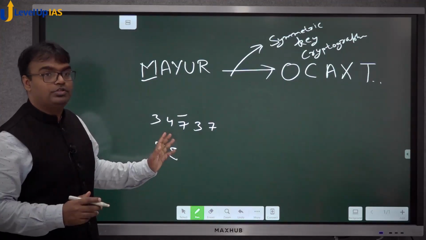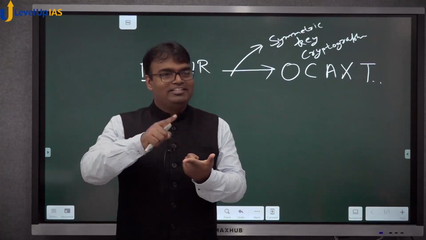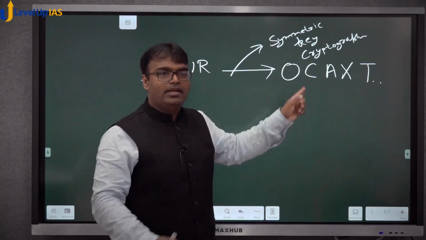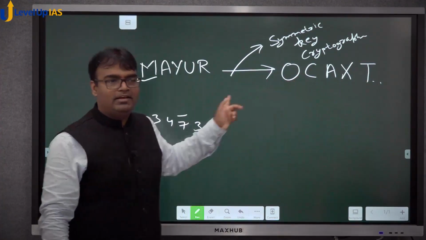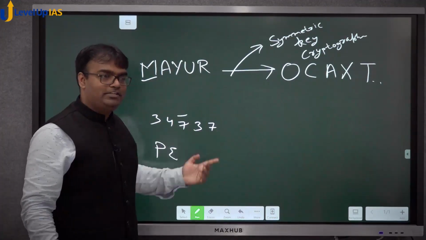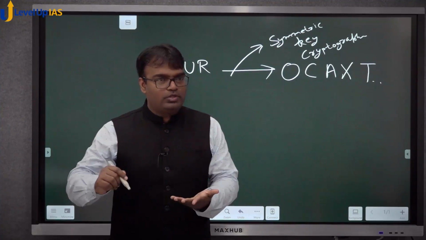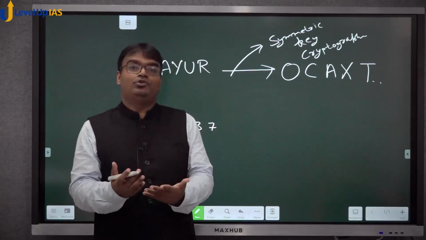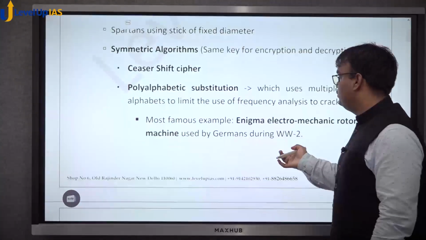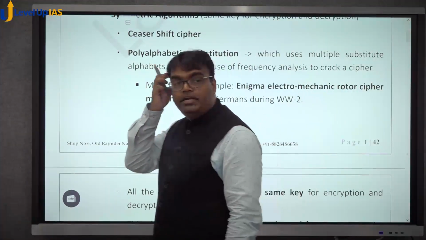This is polyalphabetic substitution. Why? Because here you have only 26 options. You will first switch it by 1, then by 2, then by 3, then by 4, and eventually you will be able to find the original message in this Caesar shift algorithm. But here you won't be able to do that, because this combination will be huge. Manually you won't be able to do that. Even using traditional computers you won't be able to solve it. In fact, polyalphabetic substitution was used by Germans in their Enigma electromechanic rotor cipher machine, which was used in World War II.